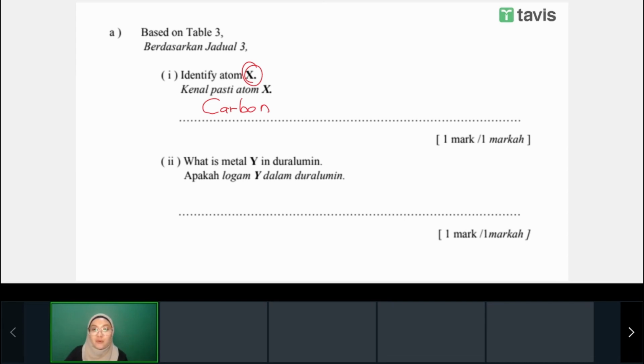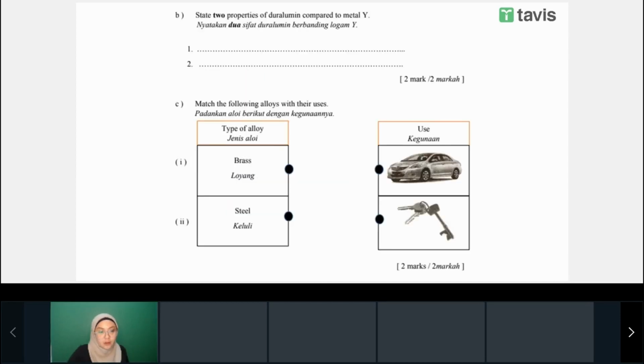So let's revise with me until the end of the class, until the final chapters of Form 5. Okay, what is metal Y? Metal Y just now is aluminium. Just right, aluminium. Okay, next question. It asks about stating two properties of duralumin compared to metal Y. Metal Y is a pure metal and duralumin is an alloy.